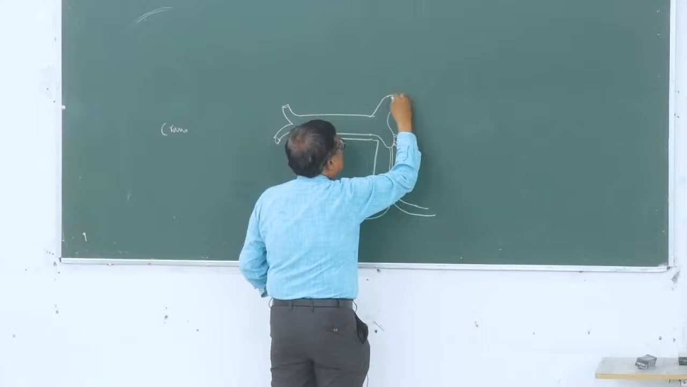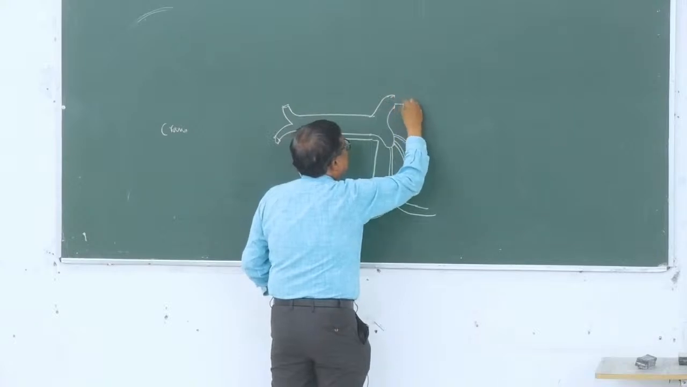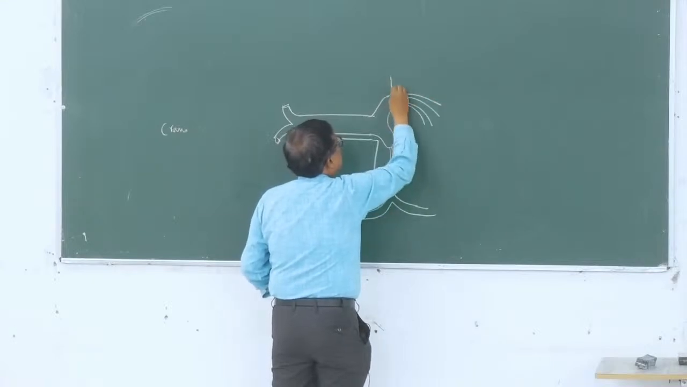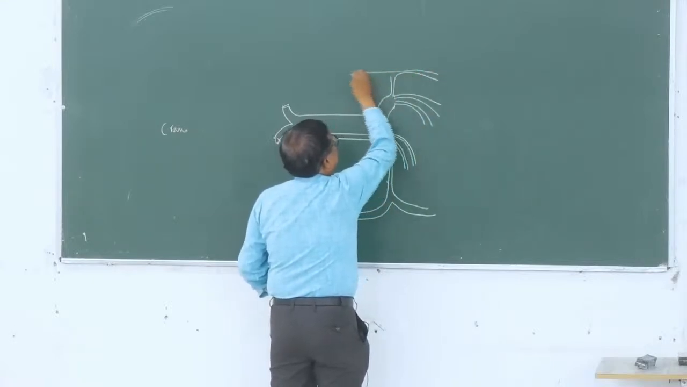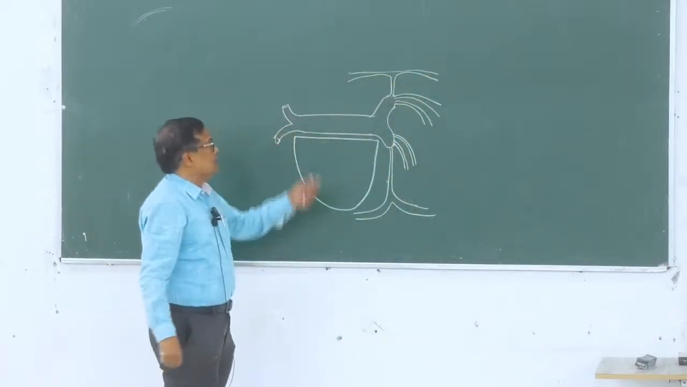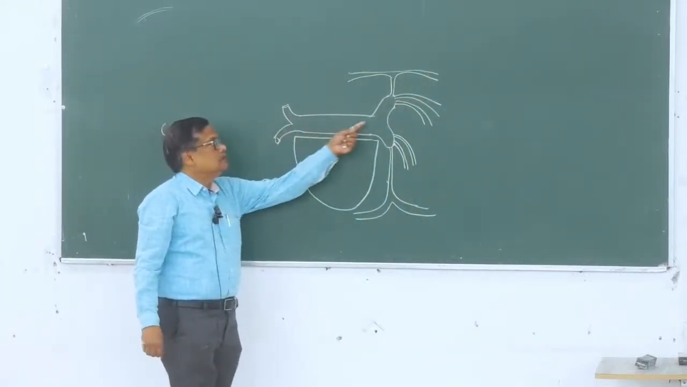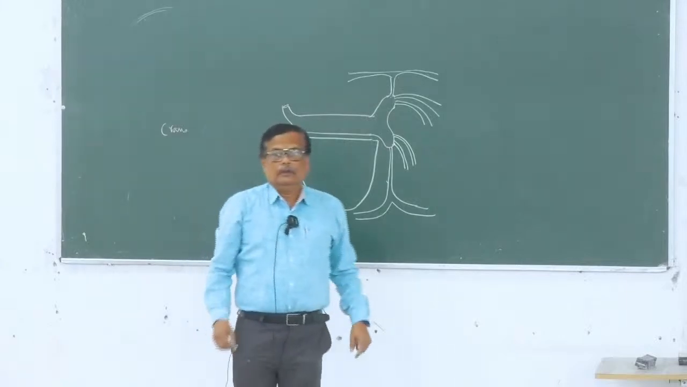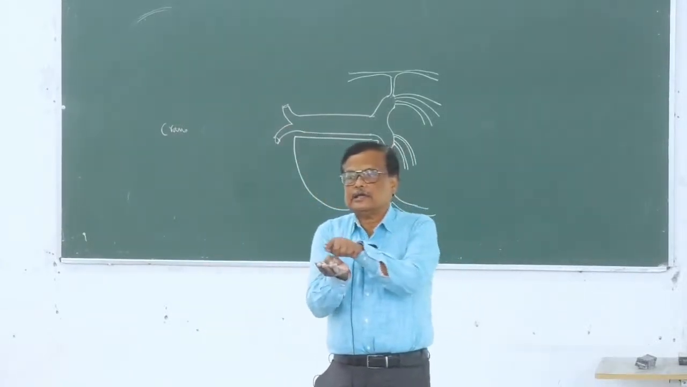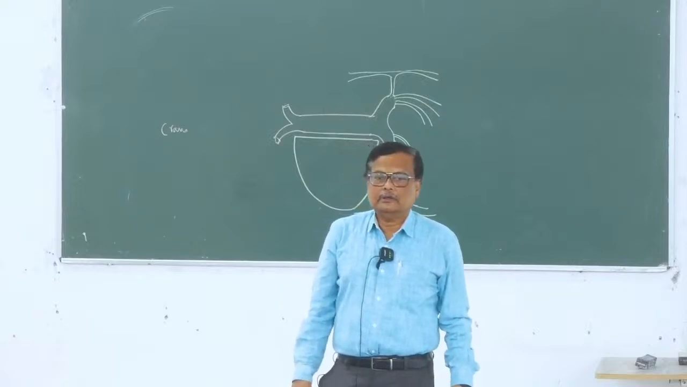Similarly, vitelline vein, umbilical vein, and common cardinal vein. This is the anterior, this is the posterior cardinal vein. This is the arterial end, this is the venous end. And the heart tube is short, so it is more or less at par with the pericardial cavity.